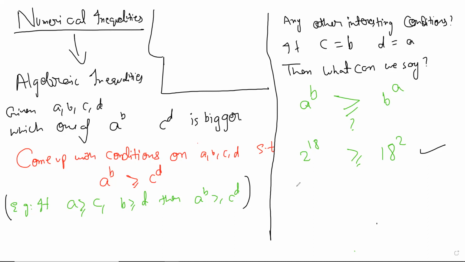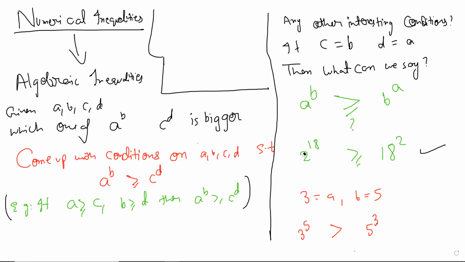So try some other examples. Maybe you can take a equal to 3 and b equal to 5. Right? 3 to the power 5, 5 to the power 3. Which one is bigger? 3 to the power 5. So you see, now this is very clear that whenever a is less than b, it seems to hold.